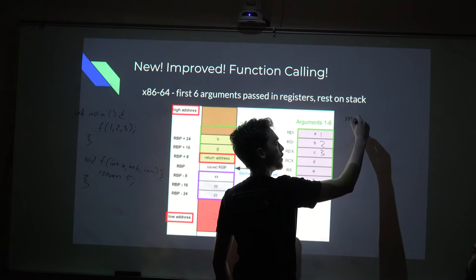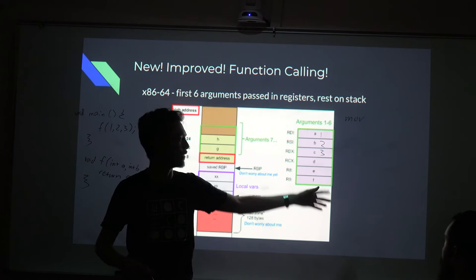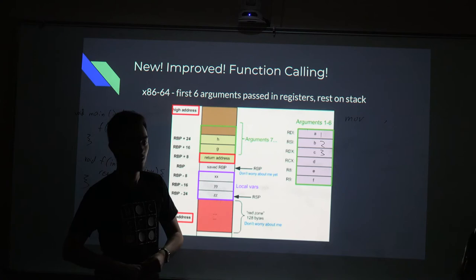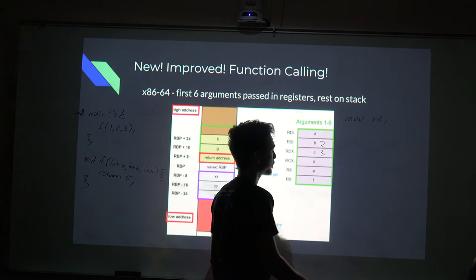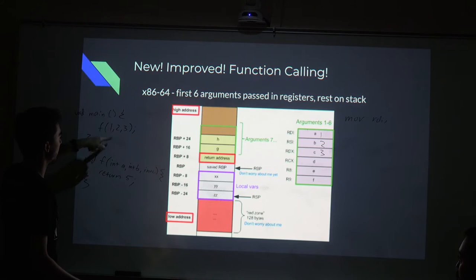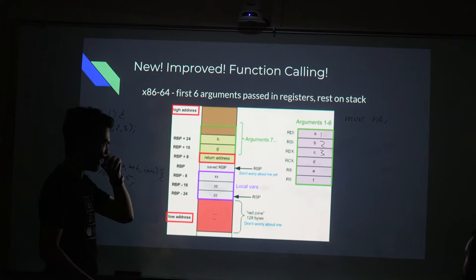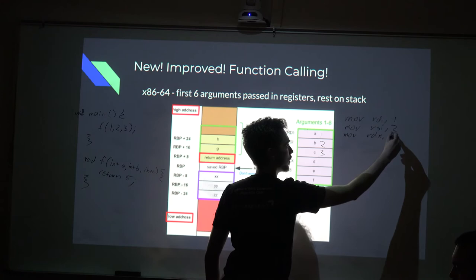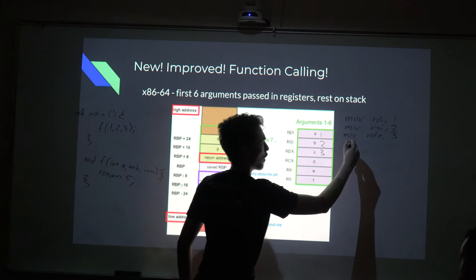Can anybody fill in the blank? What are the 2 operands to the mov so that we copy 1 into a, or 1 into RDI? RDI is the destination, right? So Intel syntax. And then a is what's being moved, but it's just a constant value of 1. So the compiler would probably use that constant value, the 1, right? And then same thing, so mov RSI, 2, and then mov RDX, 3, right? So that's how x86-64 handles it. And then we would call f.